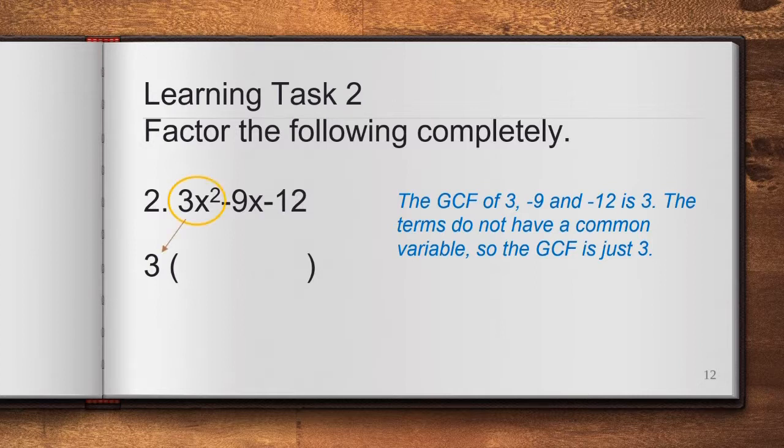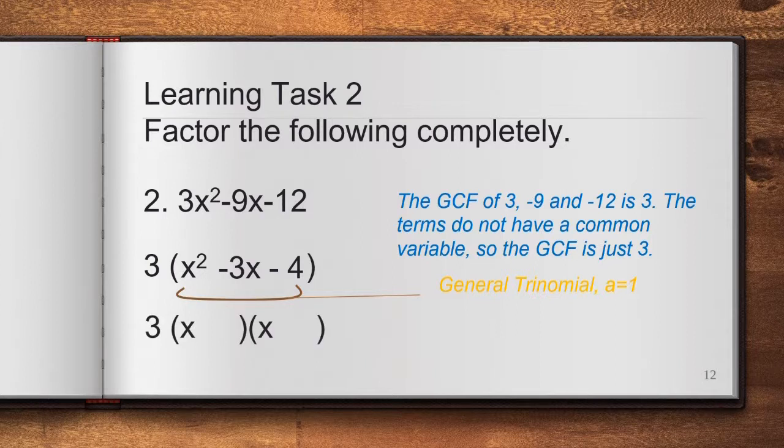Then, let's divide 3x squared by 3. That's x squared. Negative 9x divided by 3, negative 3x. Negative 12 divided by 3 is negative 4. May another trinomial, and that's a general trinomial where a is equal to 1. Diyan na natin i-apply yung pattern natin for general trinomials, a is equal to 1. So, kokopyahin lang natin yung 3, then, sabi kanina, lagay lang daw yung x times x kung x squared yung first term ng general trinomial.